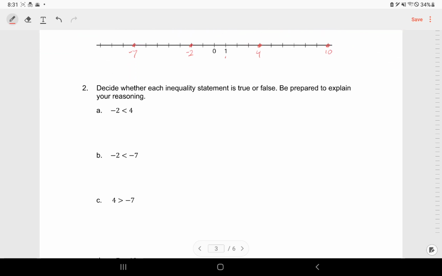And for question 2, decide whether each inequality statement is true or false.